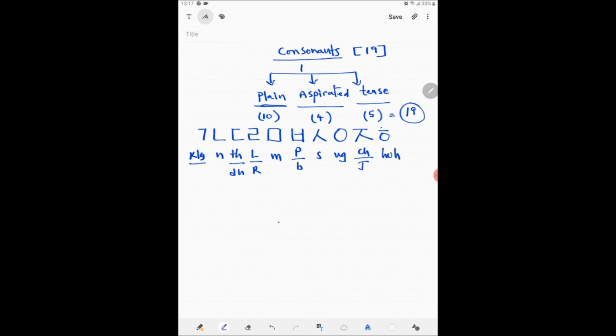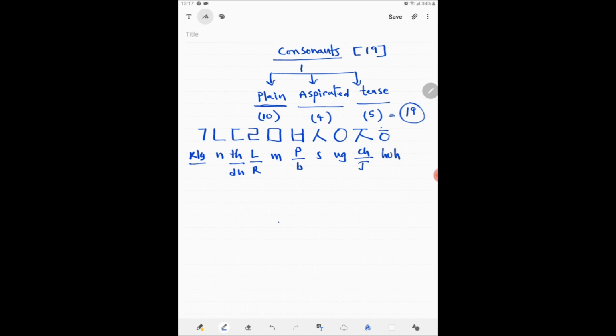This is h, k or g, n, th or d, l or r, m, p or b, s, ng, ch or j, and h. Okay, so these are plain consonants.